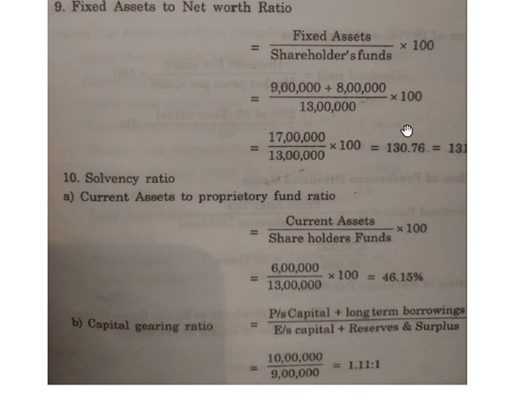Next is fixed assets to net worth ratio, which is equal to fixed assets divided by shareholders' fund into 100. So fixed assets in the question we have land and building, which is 9 lakhs, plant and machinery 8 lakhs, divided by shareholders' fund is 13 lakhs into 100. 17 lakhs divided by 13 lakhs into 100, which is 130.76.